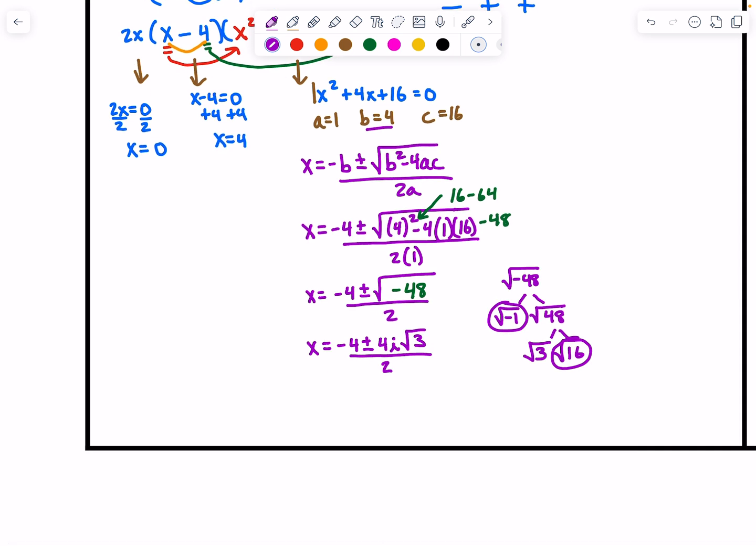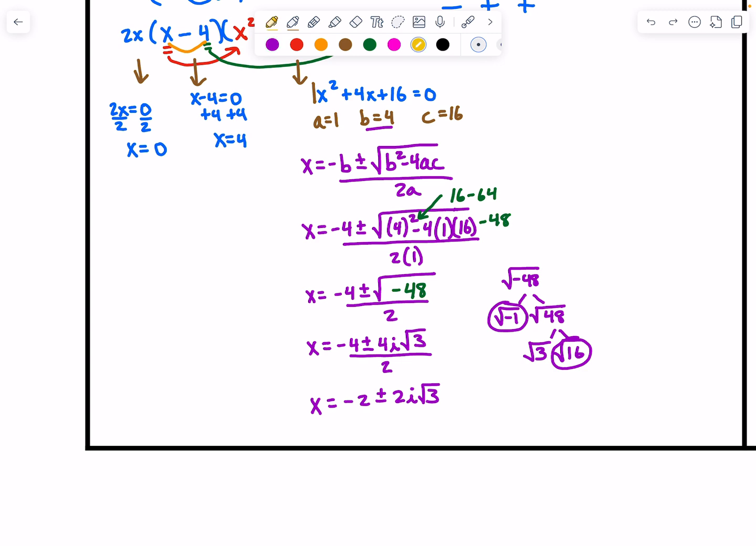And then I can just simplify this a little bit further because the numbers in the front are going to reduce. They're all going to divide evenly by 2. So I would have negative 2 plus or minus 2i square root 3 all over 2. Or excuse me, all over 1, because I've used up that 2.